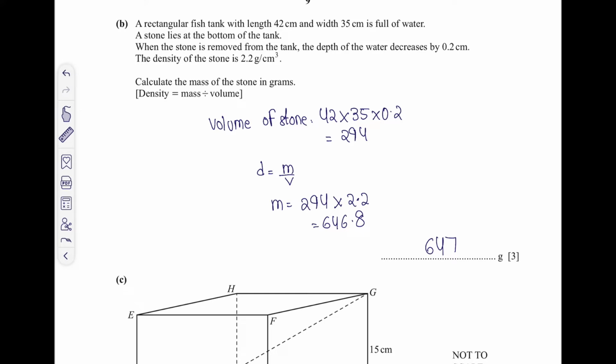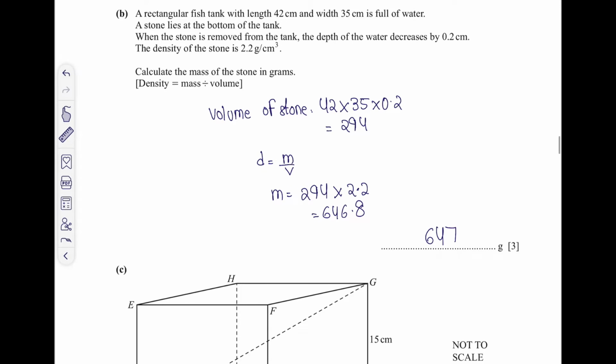Alright, I hope you guys understand, because what I've tried to do is that when you remove the stone, the volume of the water must decrease. The length and the width have remained the same. The only decrease is in the depth, so that must be equivalent to the volume of the stone. I found that and I simply used it over here.